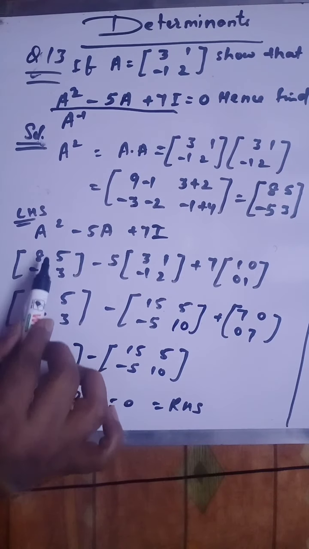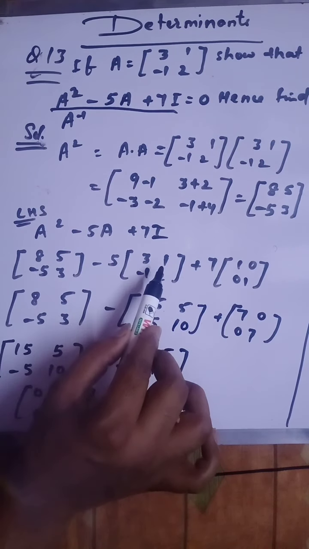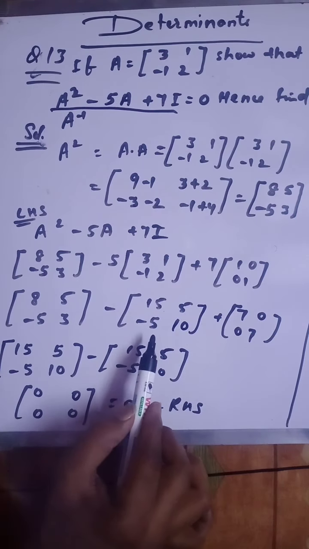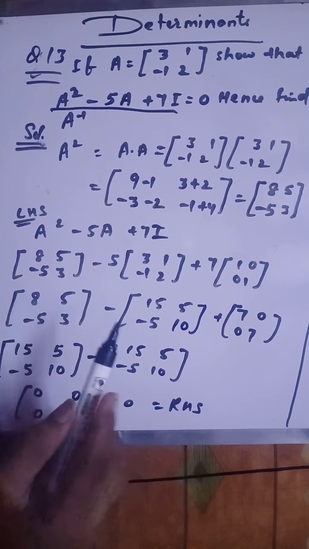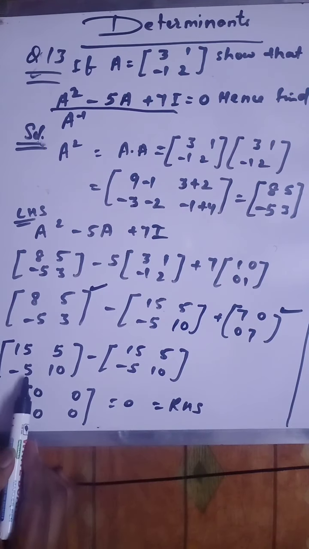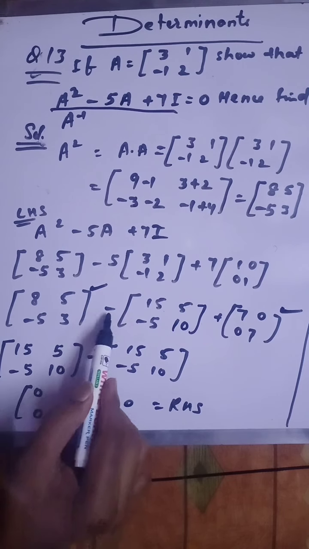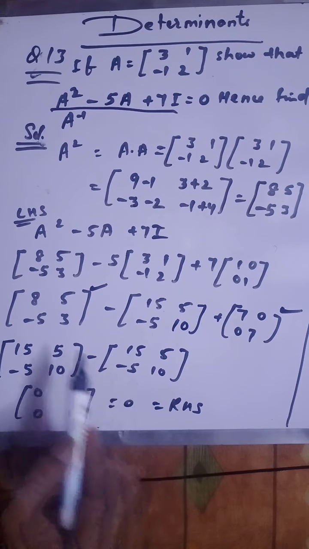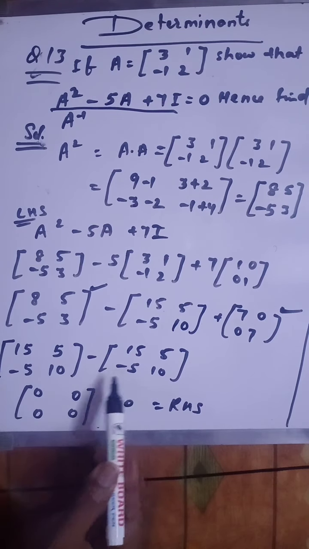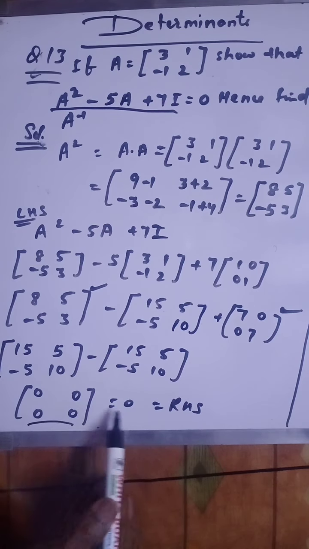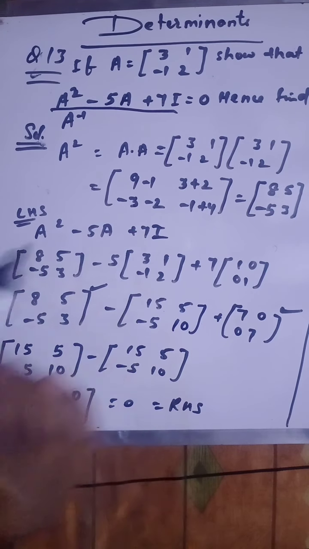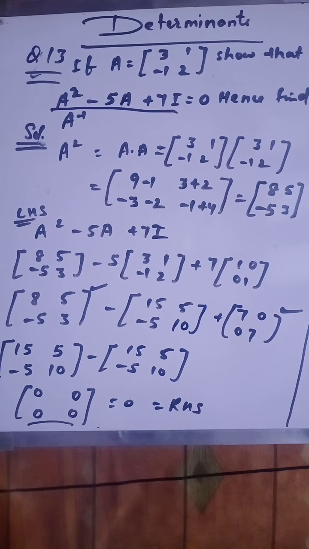And just what you have to do, I'm copying it here. I'm inserting 5 here and multiplying this by 7. So you will get these two matrices. Then I'm adding this and this matrix. After adding, you will get this. And minus this matrix. Addition, subtraction I'm not explaining because I know you can solve it. So you have to subtract, and at last you will get 0, which is the right hand side. Fine. And hence proved.